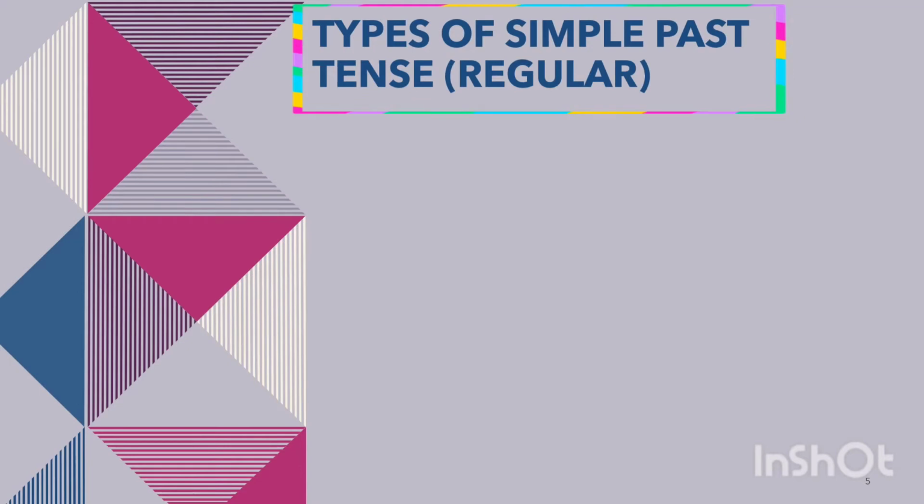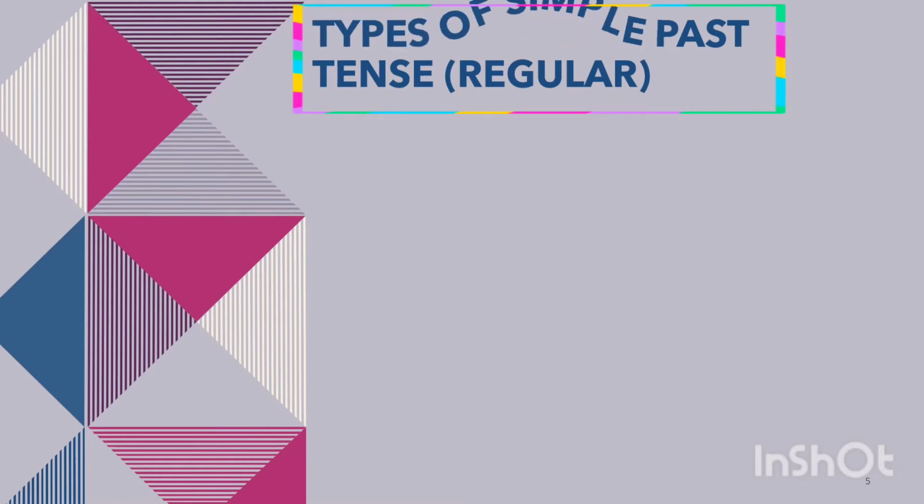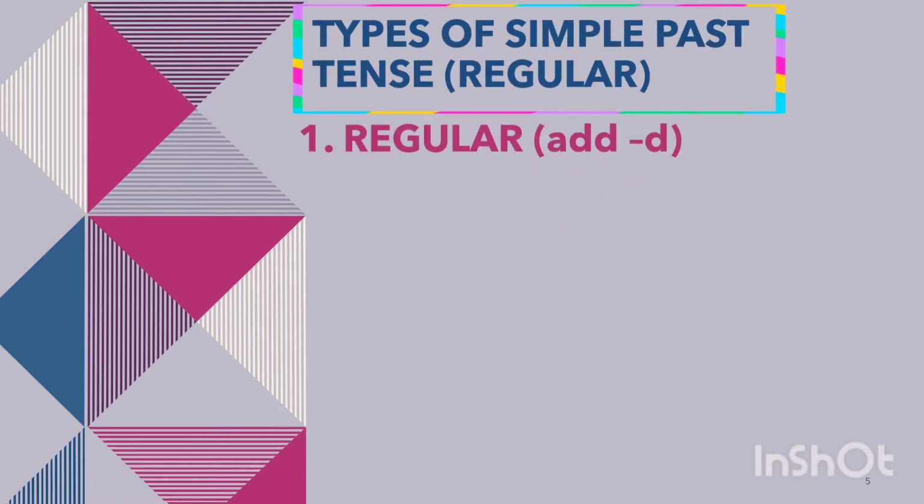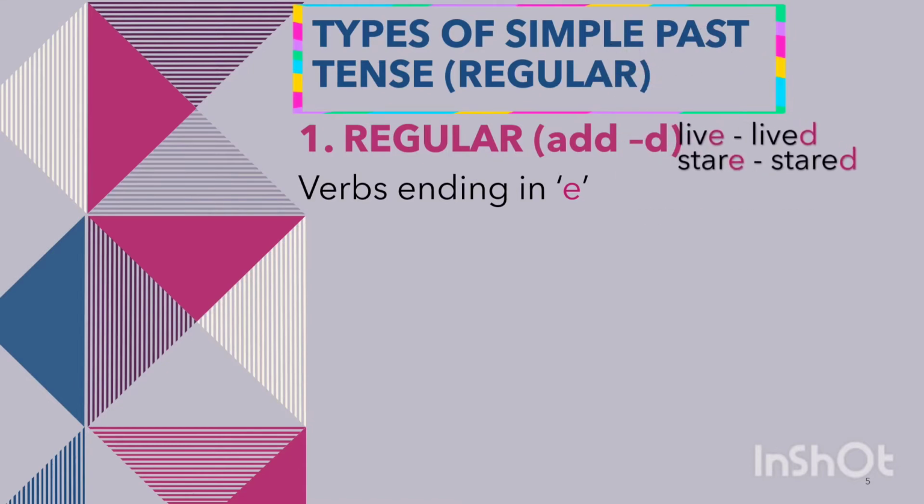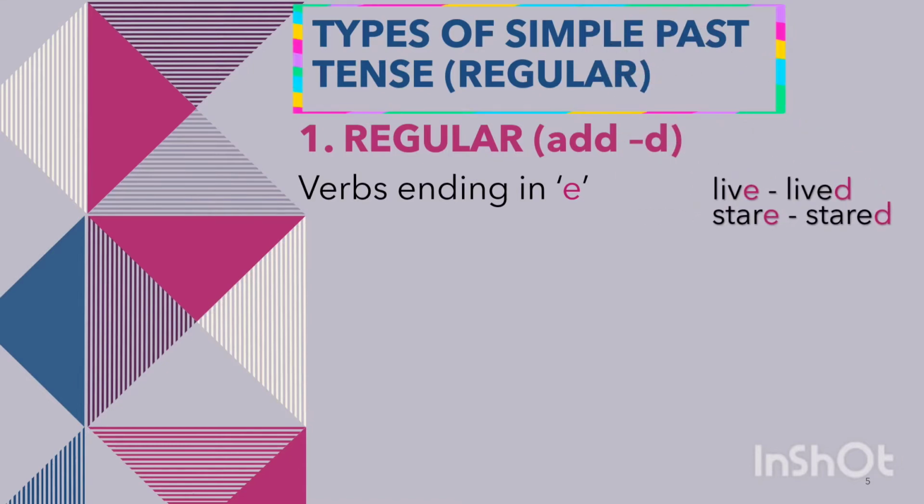Types of simple past tense, regular. For regular, we have a few rules that we need to remember. We can change the verb to simple past tense by adding D. We add D for verbs ending in E. Example, live, lived, stare, stared.